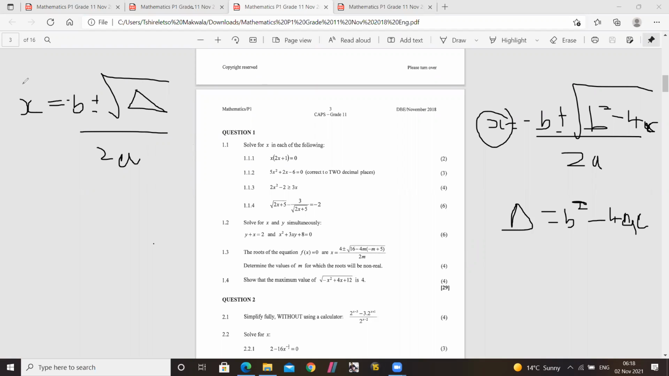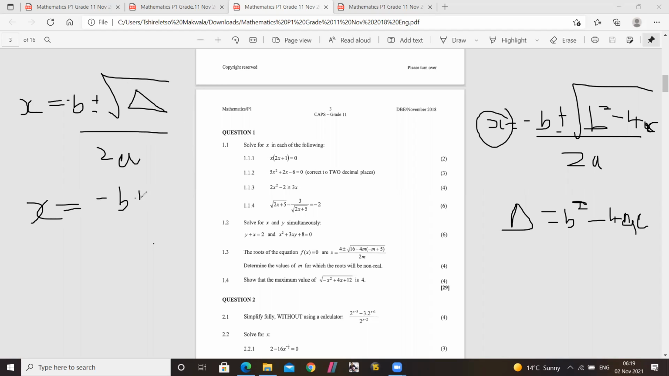This is the same as one of the two answers that you're going to get from a normal trinomial, or quadratic function, formula or equation. So let's assess this. If delta is equal to 0, what will happen?